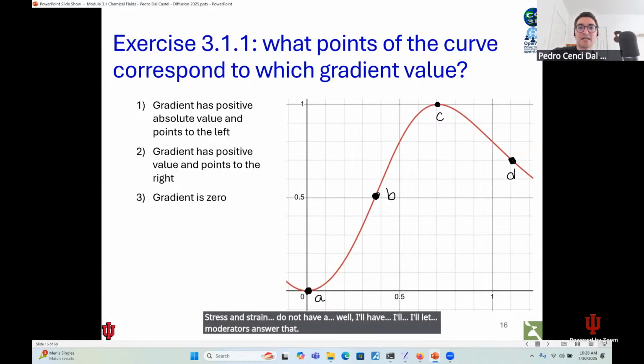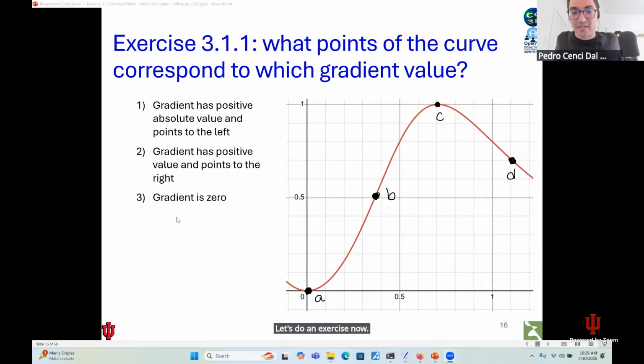Let's do an exercise now. So here I have a one-dimensional field given by this curve. This is our profile. On the x-axis, I have position, and on the y-axis, I have the intensity of the field. So in points A, B, C, and D, what are the gradients?